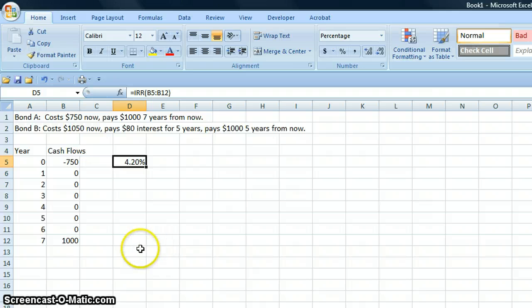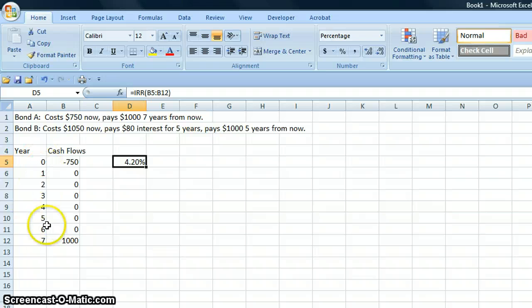Before we look at the second method, I just want to show this method again using bond B, which is a little different. This bond costs $1,050 to you now. It will pay you interest of $80 every year for 5 years, and it will also pay you back $1,000, the face value of the bond, 5 years from now.